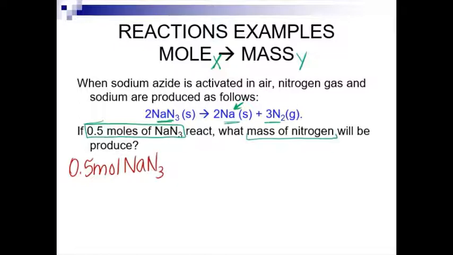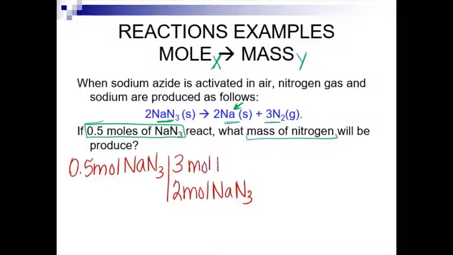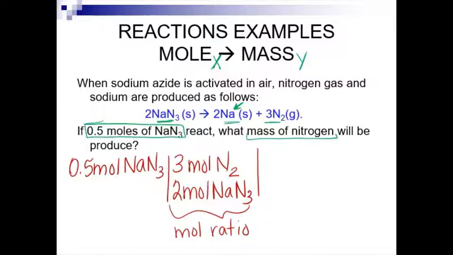Well, I've got moles of sodium azide. Can I go ahead and go into moles of nitrogen? The answer is yes. So 2 moles of sodium azide and 3 moles of nitrogen. Okay, so this is the mole ratio again. It's the converter for us. It converts from one thing in the balanced equation to something else. And then we need to go into grams of nitrogen because that's what we asked for.